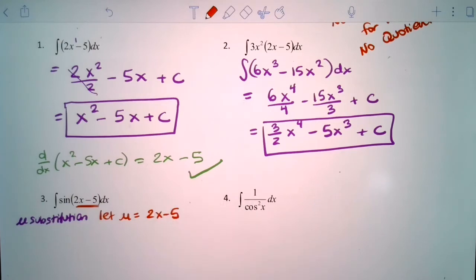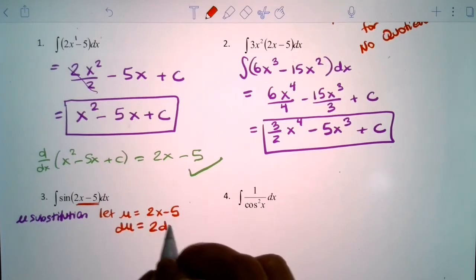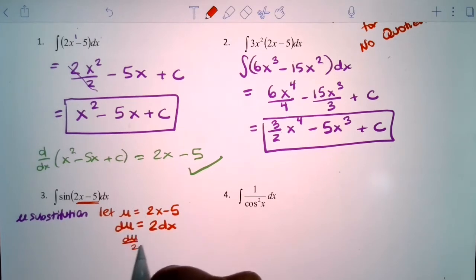Now, you had a lot of different instructors in your life, especially for Calc 1. I have a tendency to just follow through this, meaning I take the derivative of both sides. I take the derivative of U, I get du. I take the derivative of 2x minus 5, I get 2 dx. And then I solve this thing for dx. I just algebraically solve that.